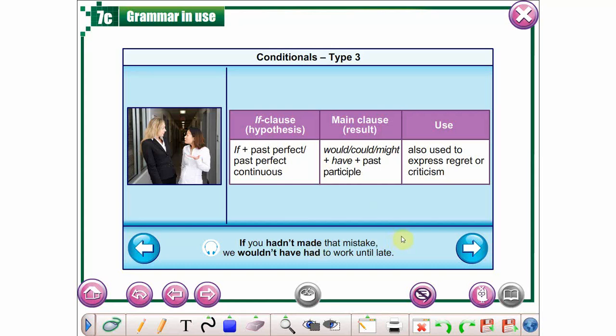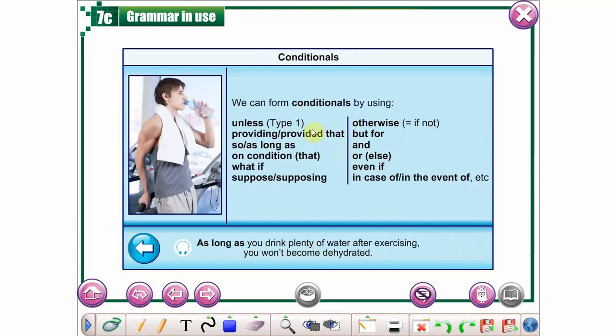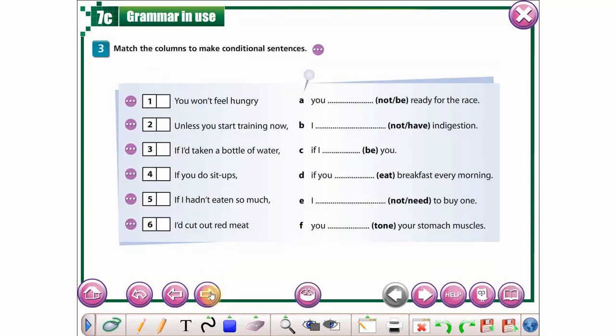Okay? Now, I'd like to remind you that we can use some words instead of if. For example, unless for type 1. We can use providing, provided that, as long as, what if, suppose or supposing, and others. Okay? Now let's have the first exercise.